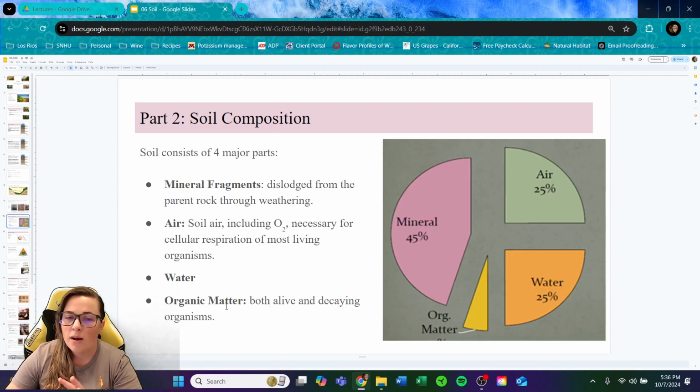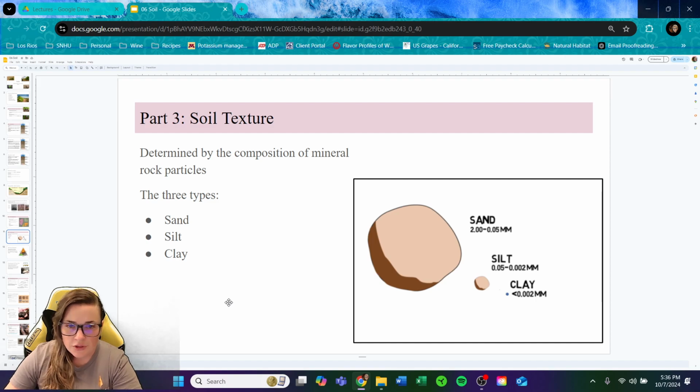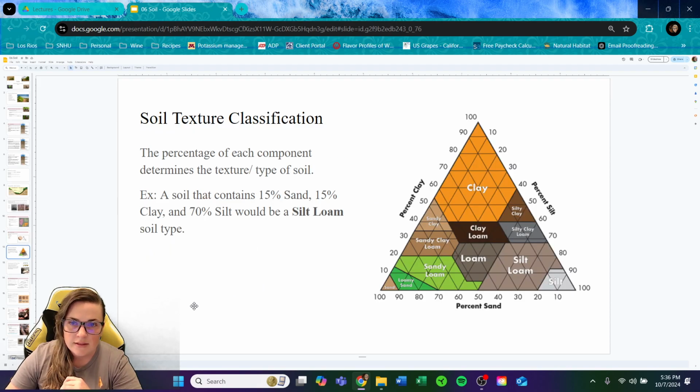So that's soil composition. Soil texture is determined by the composition of rock particles. So there's only 3 types, right? We have sand, which is the largest, silt, and clay. So texture is defined on what percentage of these items exist.